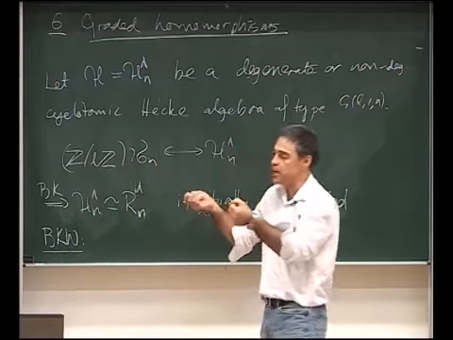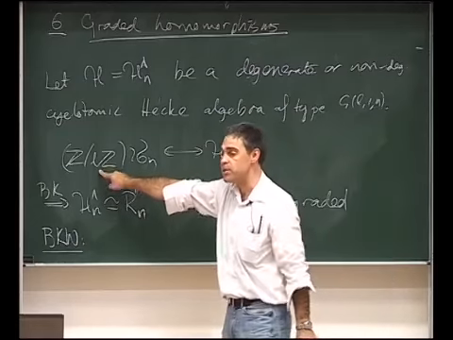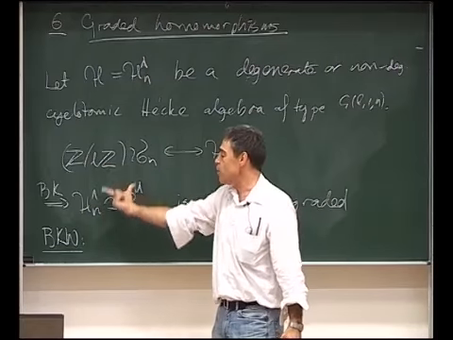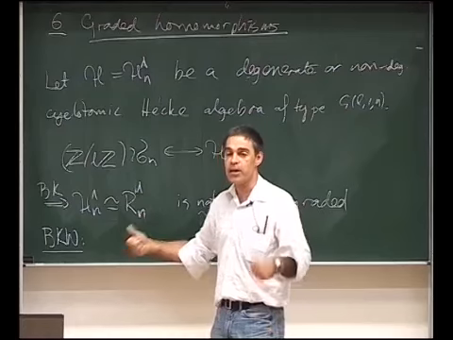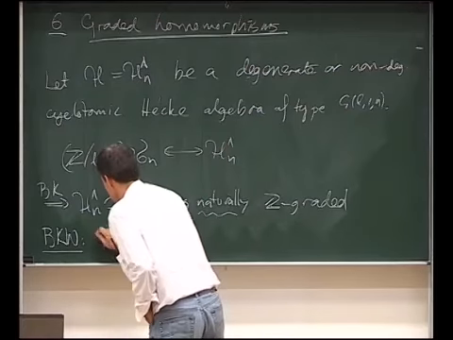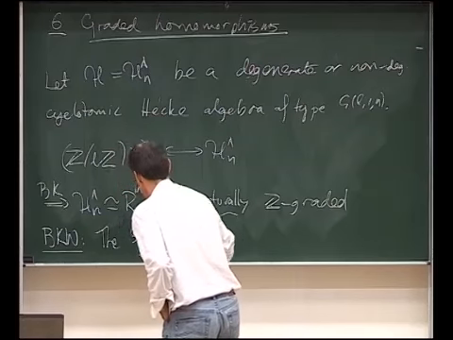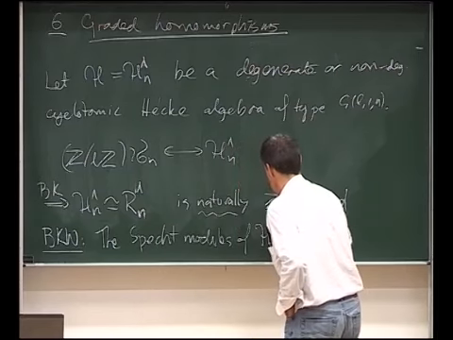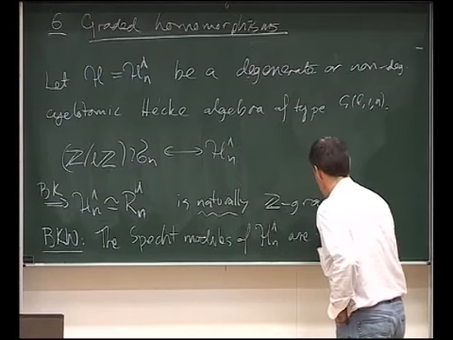Brundan, Kleshchev, and Wang then showed that the Specht modules for these algebras are also graded. So if we think about this group, we would expect the representations to be indexed not by partitions, but by L-tuples of partitions. The same is true for this algebra. So for each L-tuple of partitions, we get a Specht module, and this Specht module has a graded lift.